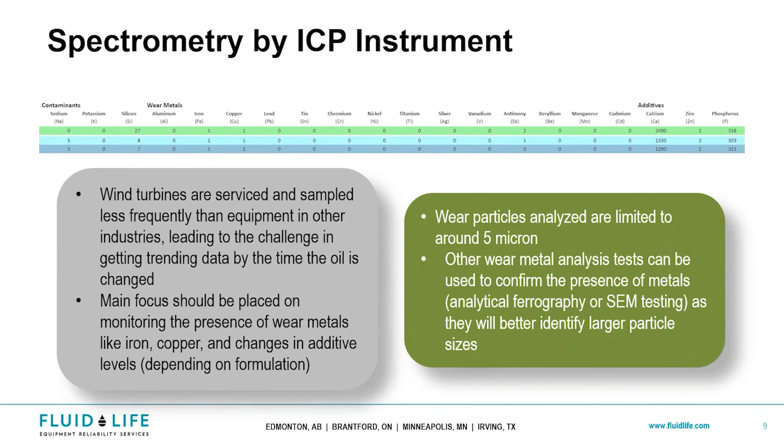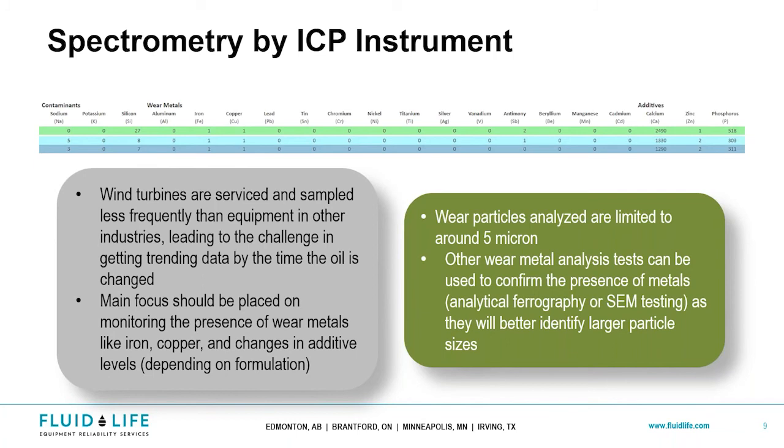A thing to keep in mind as well with these elements that are reported in parts per million is that wear particles are limited to around 5 microns in size, right? So what is a micron? That's a unit of length equal to a millionth of a meter, and it's used in a whole bunch of technological and scientific fields, oil analysis being one of those, right?